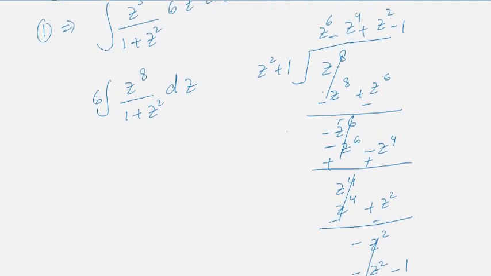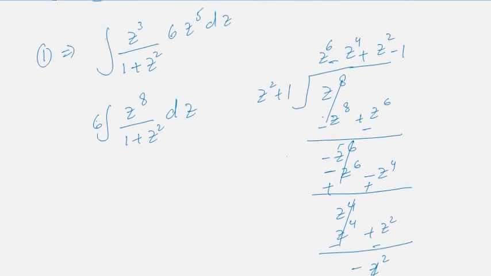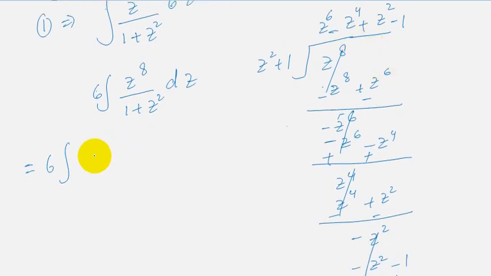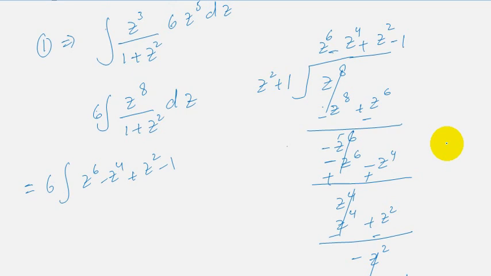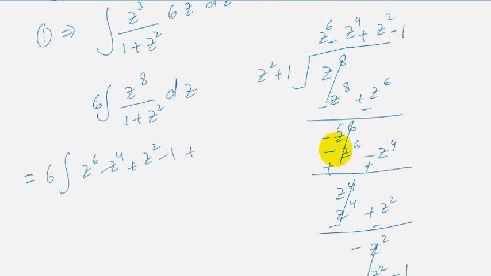Now this integral by long division method, we can write it as 6 into integral, we write it as first the quotient z^6 minus z^4 plus z^2 minus 1, plus now we write the remainder which is 1 upon the divisor, z^2 plus 1, whole dz.